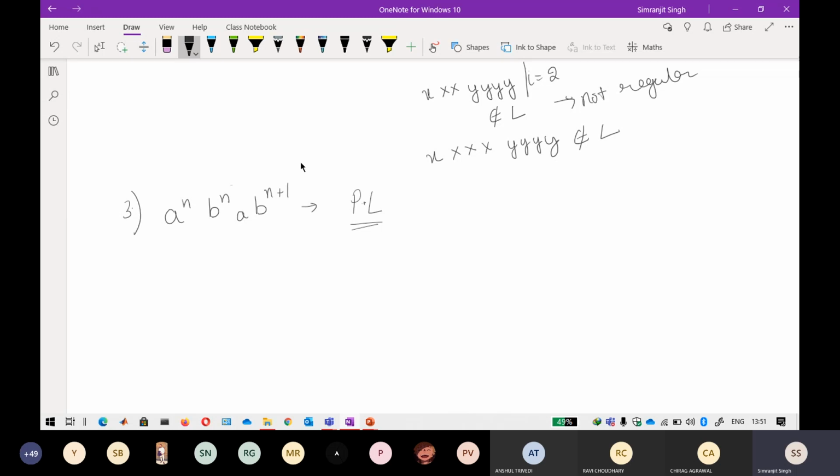But if I'm directly asking you whether this language is regular or not, you can go with the informal methods that I've already told you. Now start with the same thing. If you look at this, what will be the length of the string here? The first thing is that it should be greater than or equal to p.